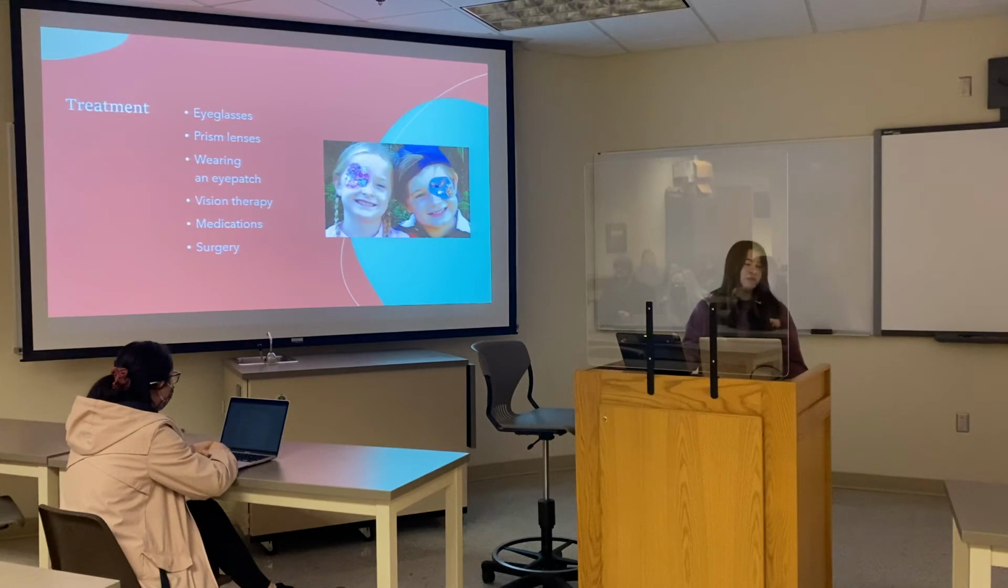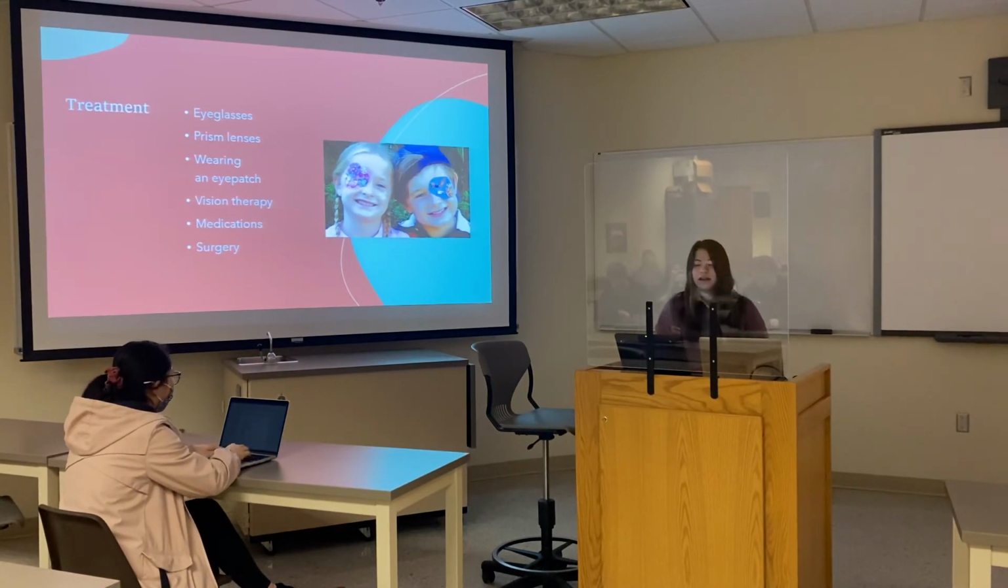Wearing an eye patch, which is what I had to do as a kid a lot, and I didn't like it. But you would typically only wear the eye patch for 2 hours per day, and you would wear it over your strong eye, so that you're forced to use your weaker eye, which will help to straighten it out and improve eye coordination and eye focusing. And vision therapy to train the eyes and brain to work together to improve eye coordination and eye focusing.